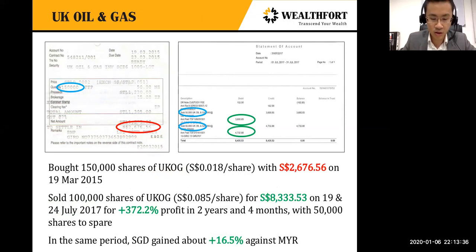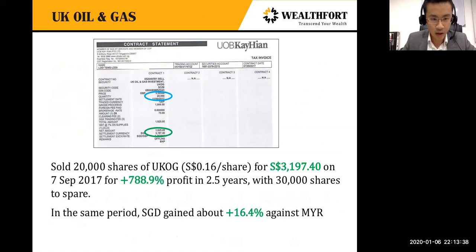But in the same period, the Singapore dollar also appreciated. Now, for the remaining shares, we sold 20,000 shares of UKOG for 3,000, which is equivalent to 788% profit in 2.5 years with 30,000 shares to spare. In the same period, the Singapore dollar also gained about 16.4% against the Malaysian ringgit.